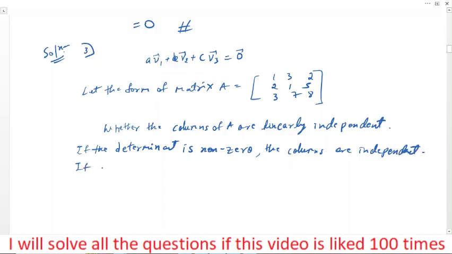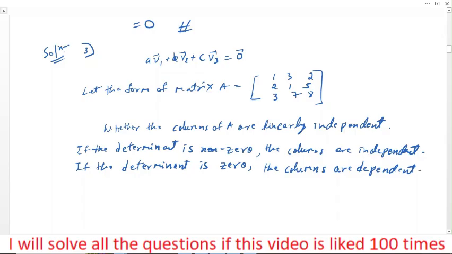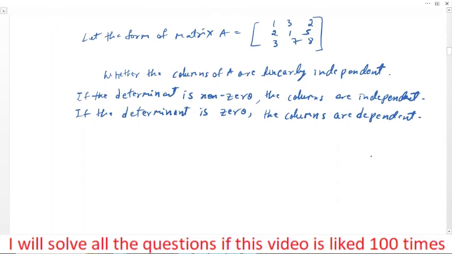And if the determinant is 0, the columns are dependent. So let us check the determinant first. Based on that, we find the solution easily. We take the matrix A now and find the determinant. So determinant of A is equal to the determinant of 1 3 2, 2 1 5, 3 7 8. Please remember, students, we are going to use the calculator on the right hand side.